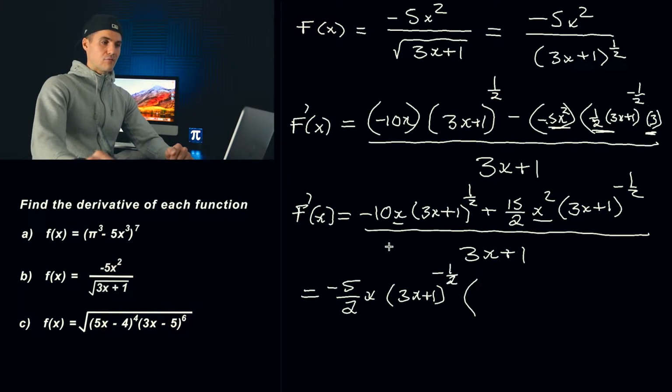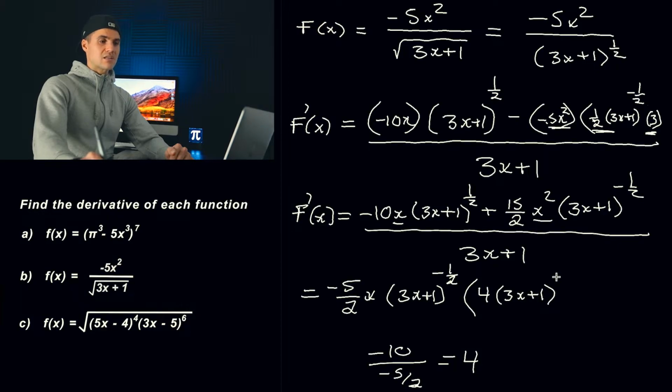Okay, so what would I be left with here? Well, the x I took out. If I take out -5 over 2 from -10, so I would divide -10 by -5 over 2, the negatives cancel out. We'd have 20 over 5, which would be 4. So there would be a 4 left over here. And then if I'm taking out 3x plus 1 to the negative 1/2 from a positive 1/2, I would be left with 3x plus 1 to the power of 1, which we don't have to write.